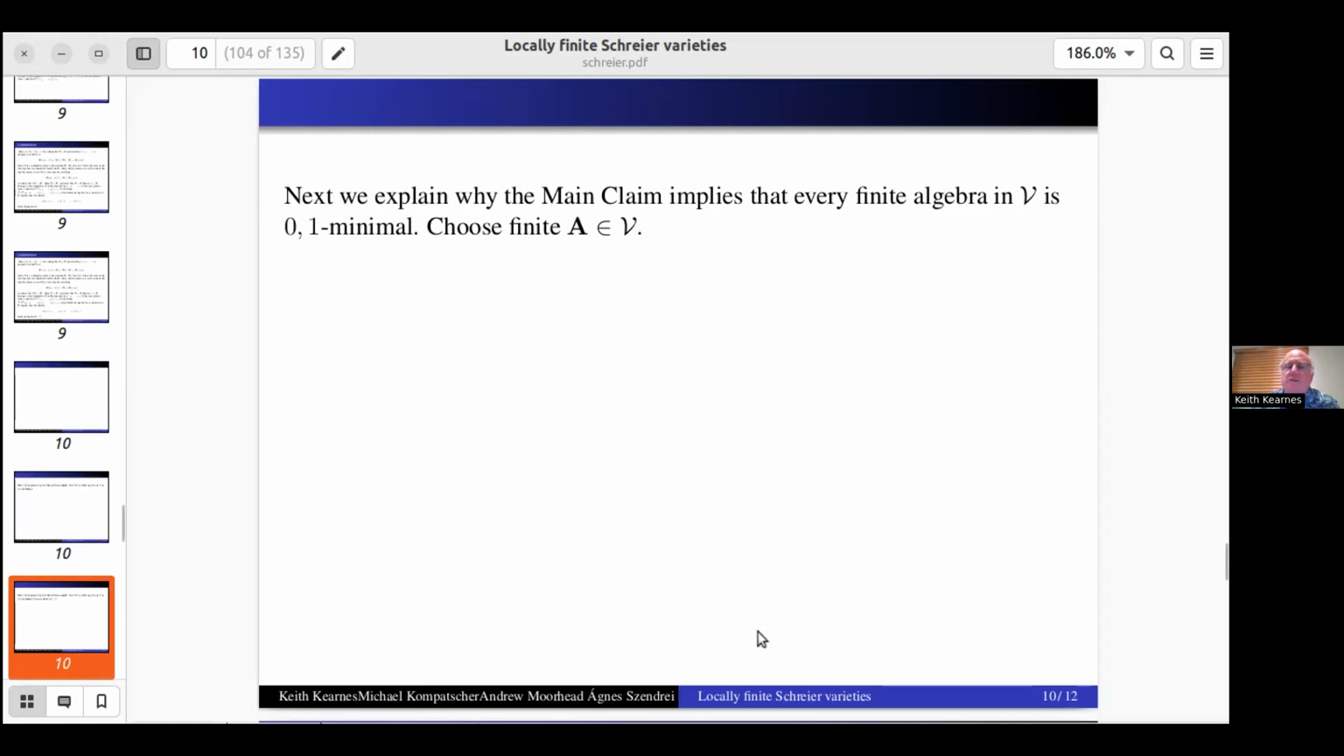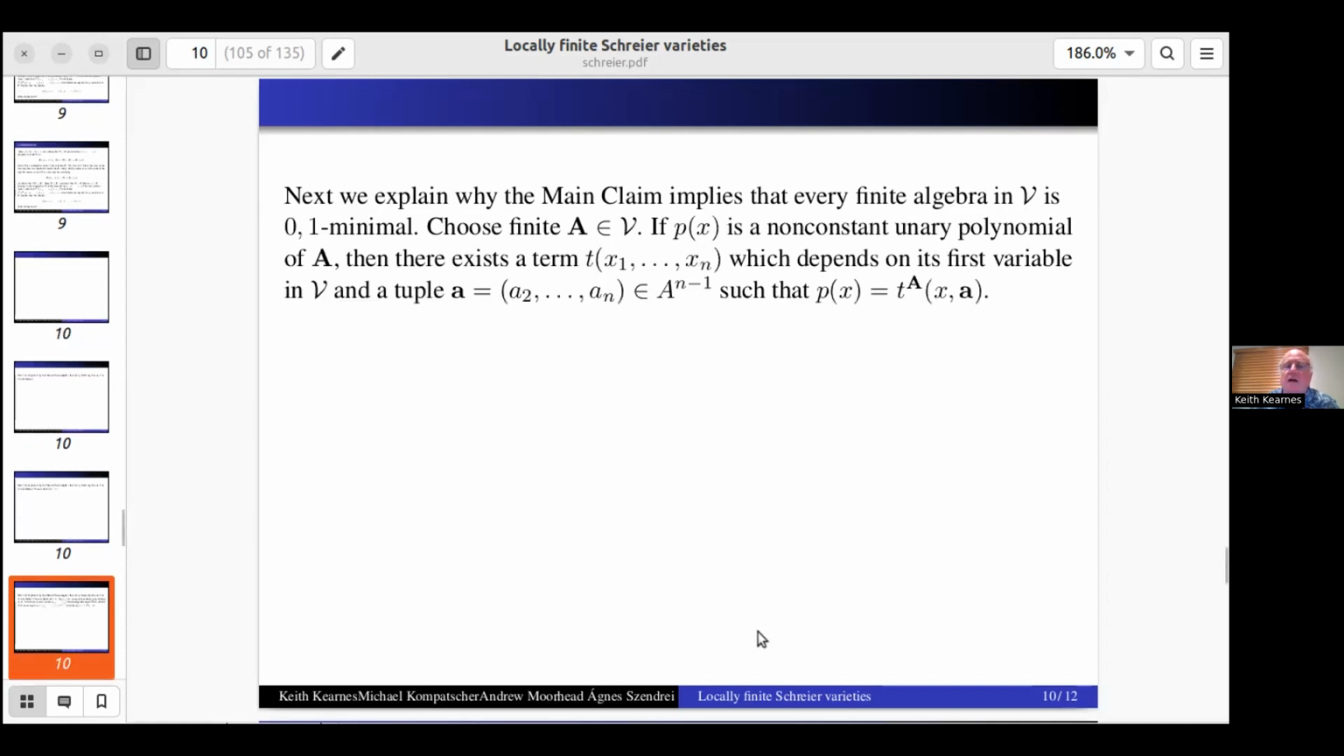So I choose a finite algebra in the variety. I assume it has a non-constant unary polynomial. Any non-constant unary polynomial comes from a term. You interpret a term as a term operation. You plug parameters in for all variables but one. So you get a unary function. So I'm going to need some parameters from A. If you plug it into the associated term operation, you get a unary function. This polynomial is assumed to be a non-constant unary polynomial of A.